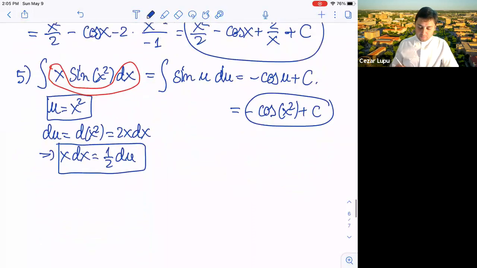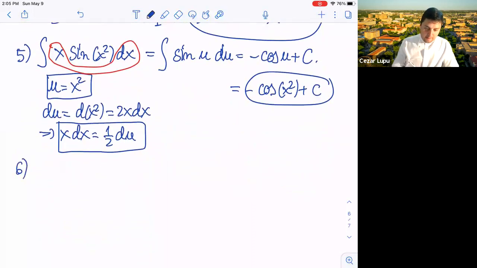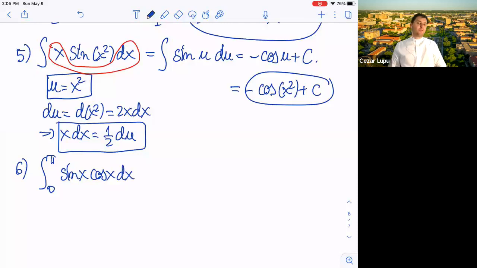All right. Now let's see the sixth one. And this is a bit tricky. What about this one? The integral from 0 to pi of sine of x times cosine of x dx. What would you say here? By the way, these were the actual exam problems from last fall. So how would you approach this one?